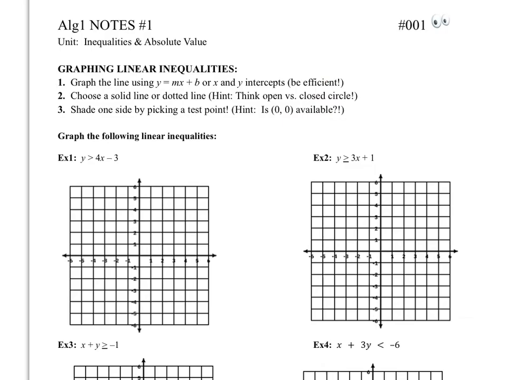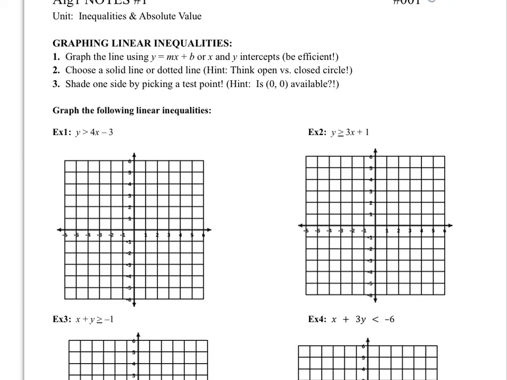Our next objective is to take linear inequalities and put them onto a graph. So there's three things that we need to do. The first thing is that we need to get the points that would be on the boundary line. The second thing is we need to decide whether we want to do the boundary line as a solid or a dotted line. And then the last thing is we want to shade in one side by picking a test point.